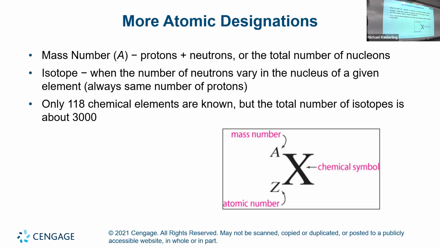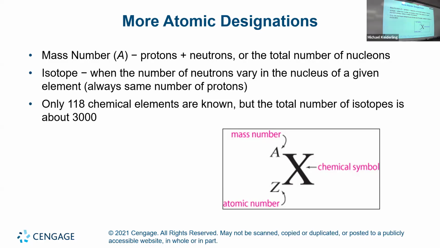So if you want to describe an atom, the other number is the mass number, A. And this is the sum of the number of protons and the number of neutrons. And an isotope of a particular element is a particular variation of that element with a certain number of neutrons.